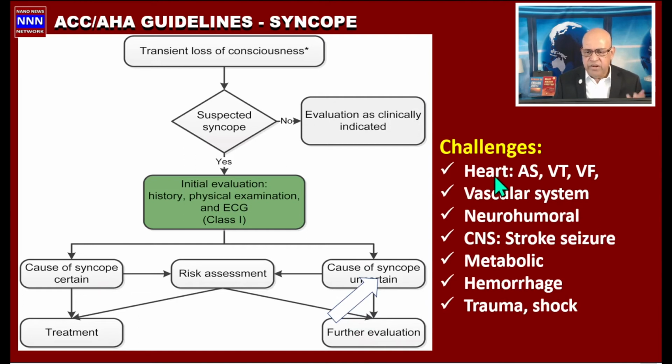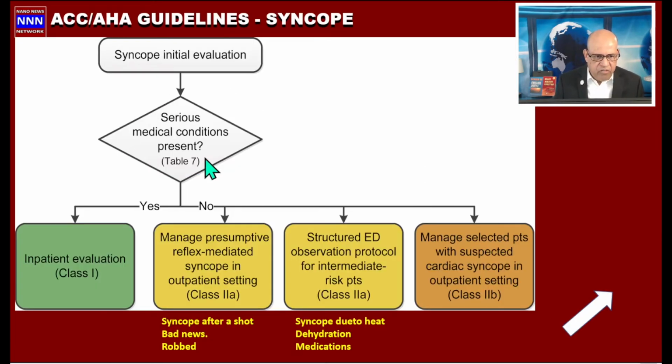So the challenges from a cardiac perspective are: are we dealing with valvular heart disease, arrhythmias, heart blocks? Is this vascular related, like the vascular collapse we see in a vasovagal syncope? Is this neurohumoral? Is this psychological, stroke, metabolic, hemorrhagic, trauma? Are serious medical conditions present? If you say yes, of course we follow that pathway of what condition this patient has.